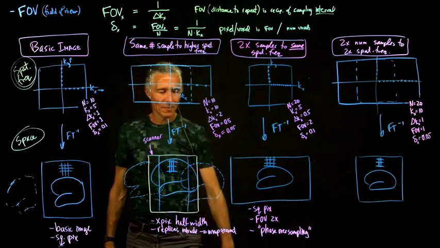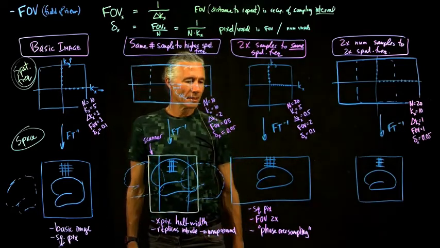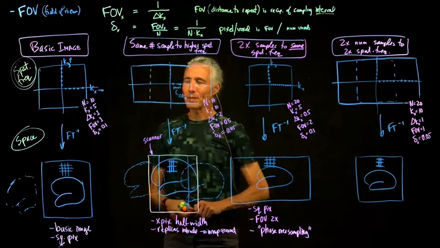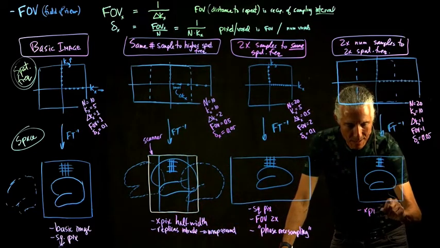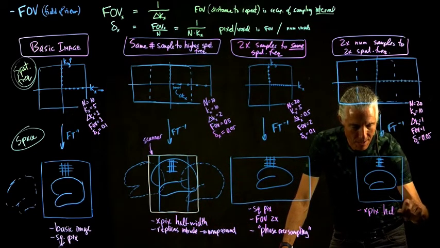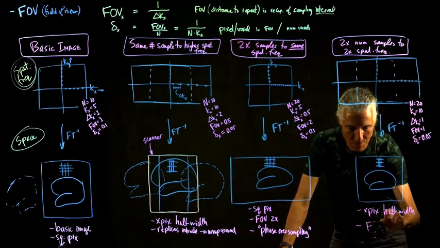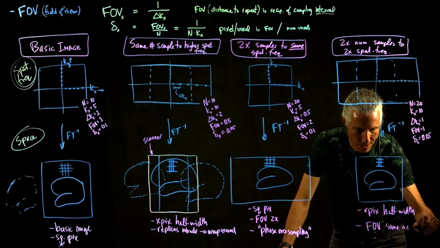So these are four different cases of messing around with our sampling rate. So here, x pixel half width and field of view same as before.